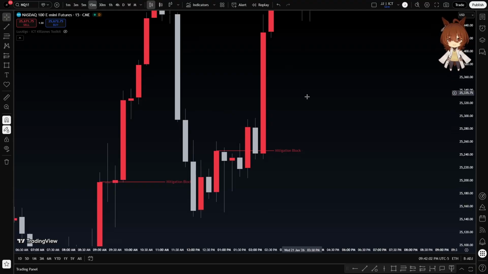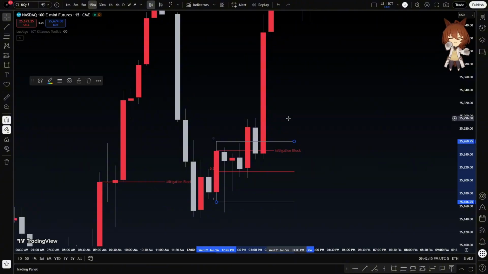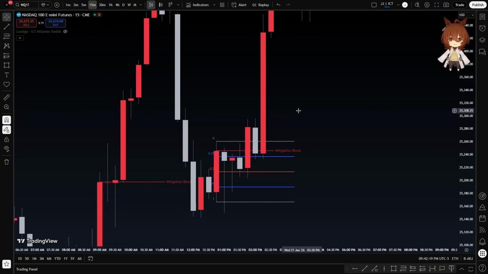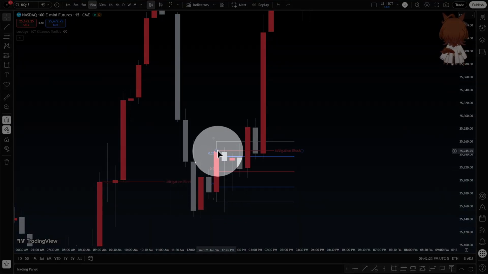Now, what you can do, right? Also, I forgot to mention this in the previous mitigation block teaching, the standalone one. You can actually grade the candle. Yes, you can. You can grade the candle into quadrants that possesses the mitigation block. So this entire candle here can be graded.